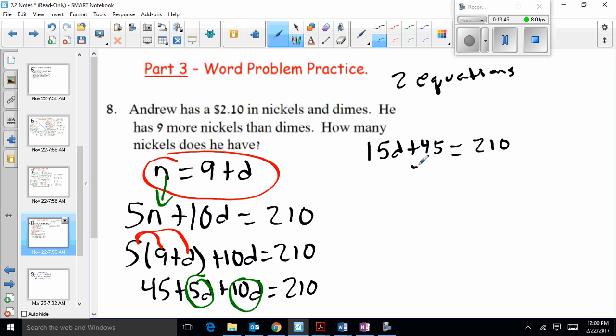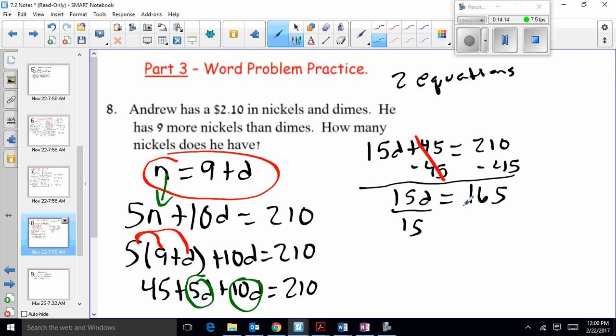Now I'm going to subtract 45 from both sides. So I want to be able to get this 15D by itself. So minus 45. I'll be left with 15D equals, bring my equal sign down, 165. 210 minus 45 equals 165. The positive 45 and negative 45 cancel out. Now in order to get D by itself, I'll divide by 15 from both sides. And I'm left with D equals 165 divided by 15 is 11.